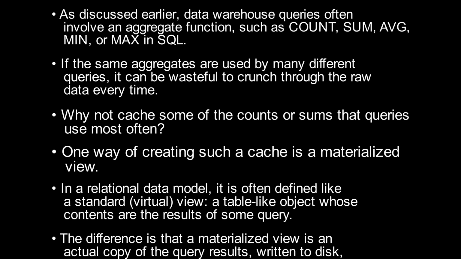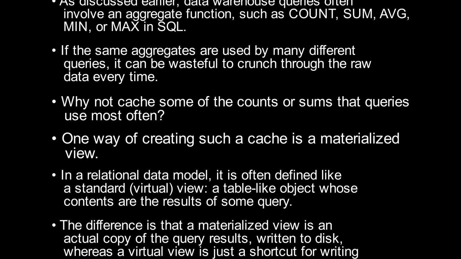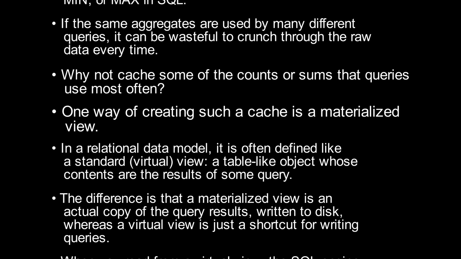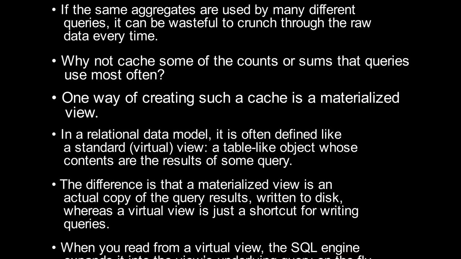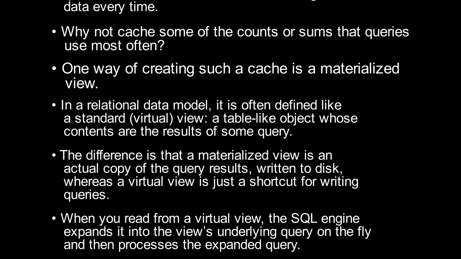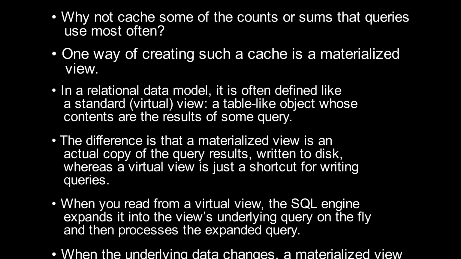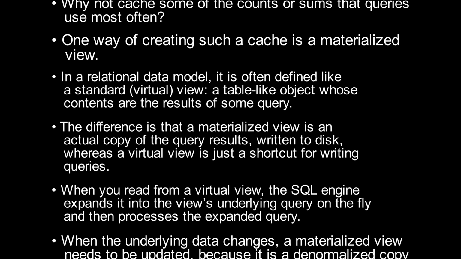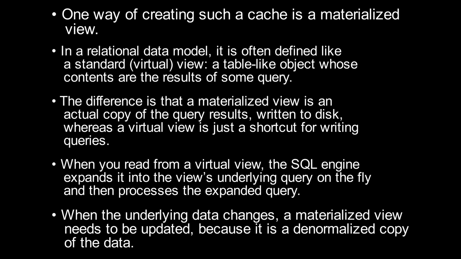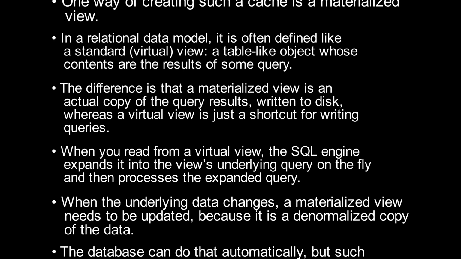In a relational data model, it is often defined like a standard virtual view, a table-like object whose contents are the results of some query. The difference is that a materialized view is an actual copy of the query results, written to disk, whereas a virtual view is just a shortcut for writing queries. When you read from a virtual view, the SQL engine expands it into the view's underlying query on the fly, and then processes the expanded query.